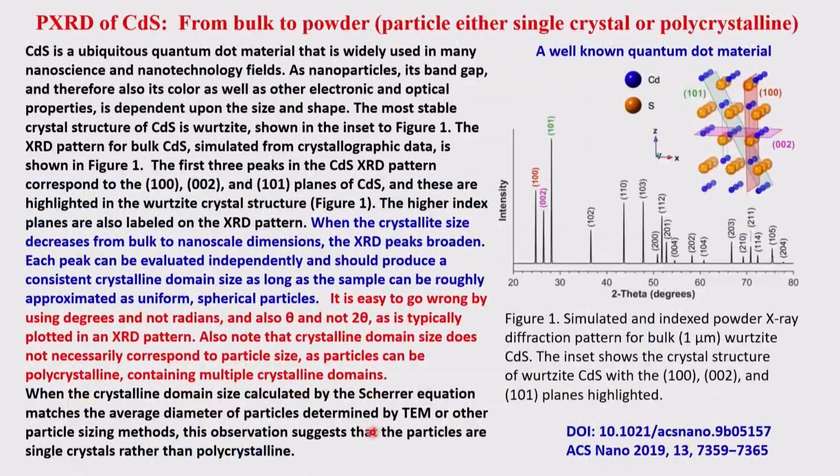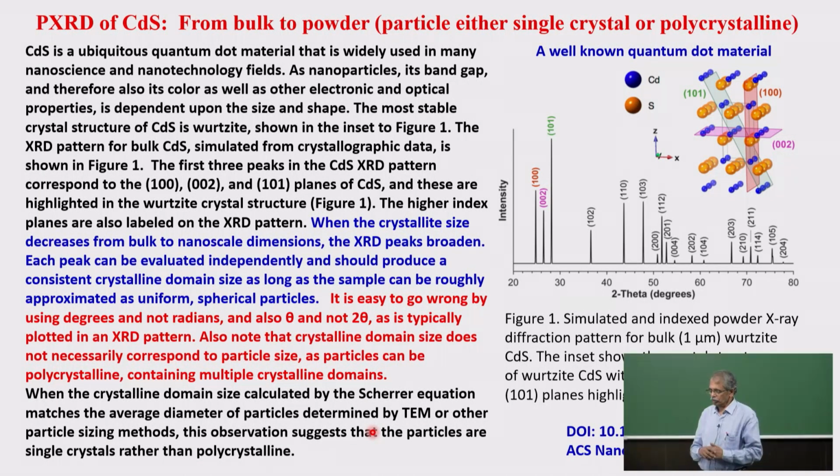So let us take up a few points from this particular paper where one can go wrong, and that's what they showed. Now here is a case, you don't need to go through all this. This is for cadmium sulfide. Why they took up cadmium sulfide was that it's one of the important materials, a quantum dot material, which people have been using a lot in nanoscience and nanotechnology. Now this is a very important nanoparticle because of its band gap, and then its color, its electronic, and its optical properties.